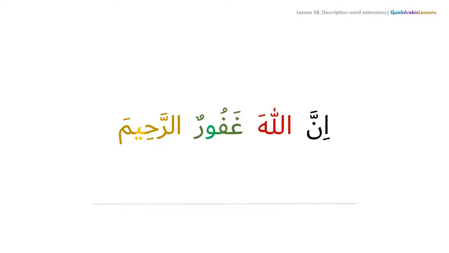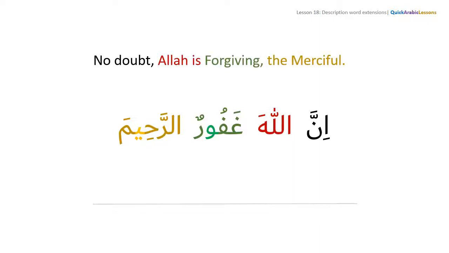Inna Allaha Ghafurur Rahim. This is a verse from the Quran. No doubt Allah is forgiving, the merciful. Now the description words in this verse are Ghafurun and Ar-Rahim. These words are made out of 3 root letters each. The word Ghafur comes from the word Ghafura, and the word Rahim comes from the word Rahima.